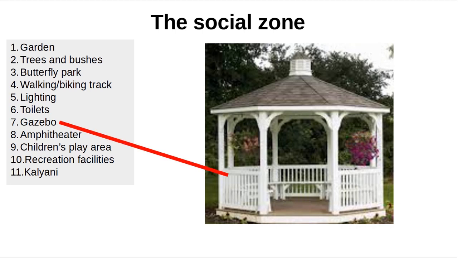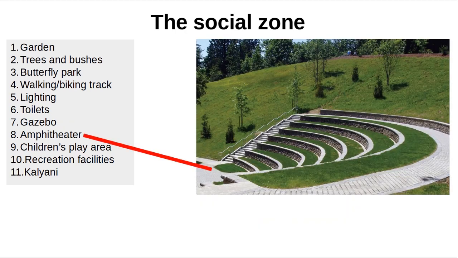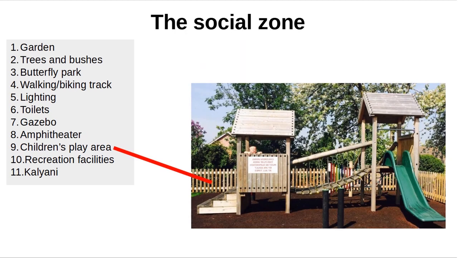A gazebo is a cabin with a roof, and typically used for small intimate meetings. An amphitheater is an open-air seating arrangement where street plays, debates or singing events are held. A children's play area may attract young parents to spend time together, thus promoting social integration.